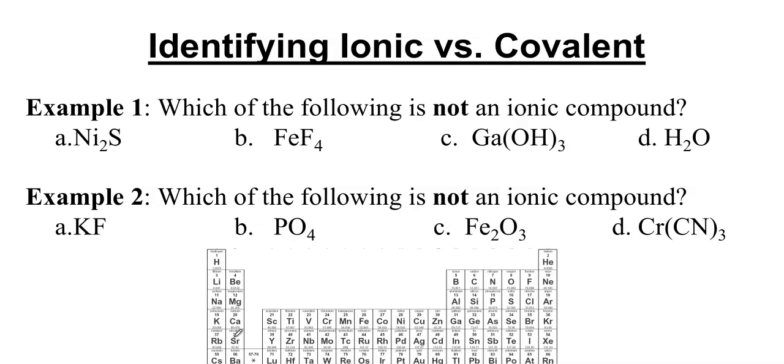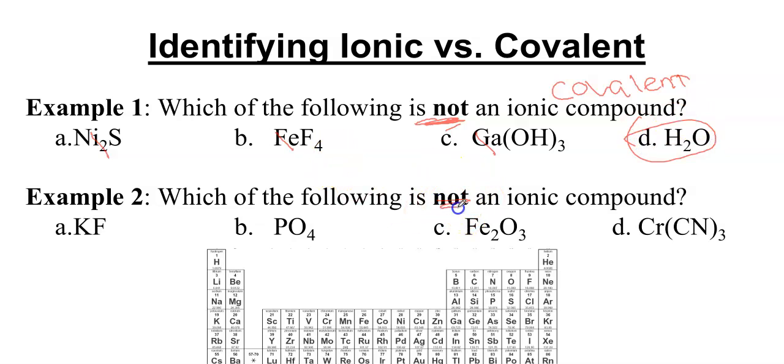Okay, so identifying ionic versus covalent, it says which of the following is not an ionic compound. So your keyword is not. So if it's not an ionic compound, you're looking for a covalent. So let's eliminate. Metal, that's ionic. Metal, that's ionic. Metal, that's ionic. So our answer is D.